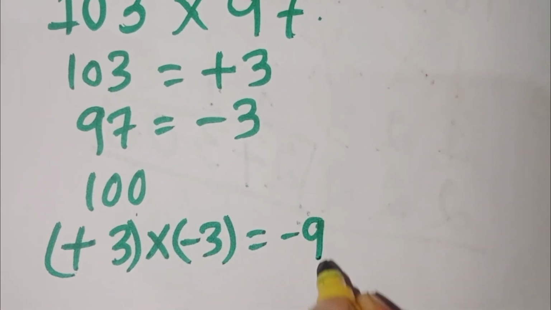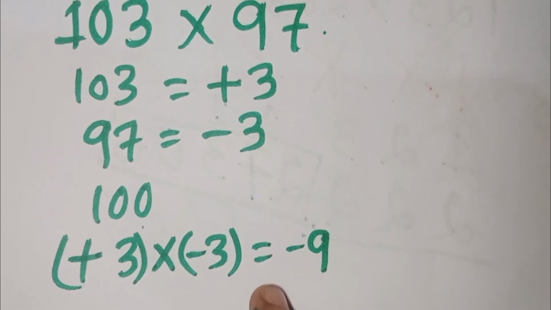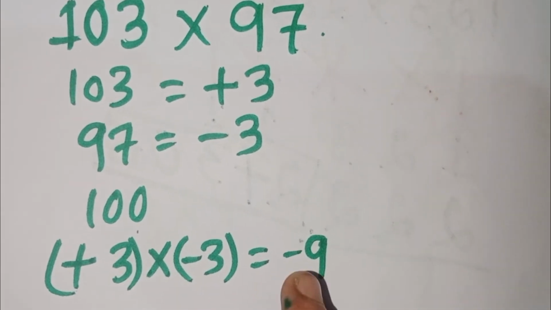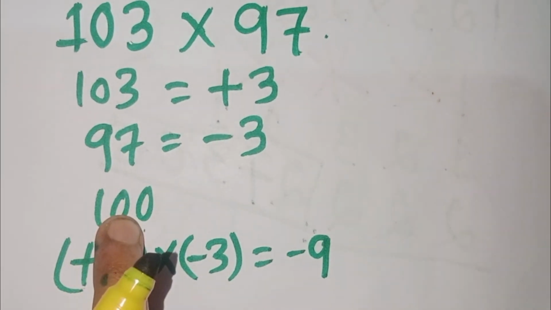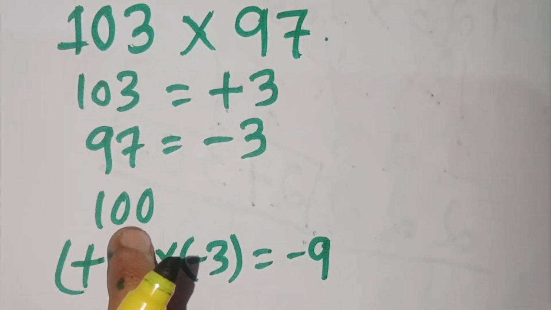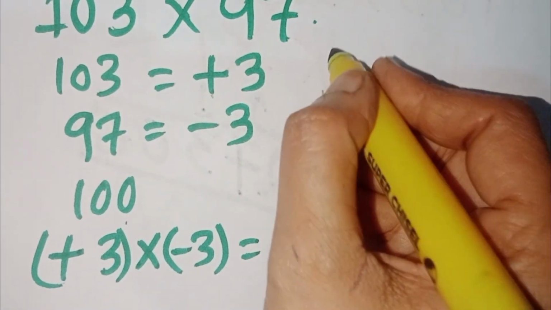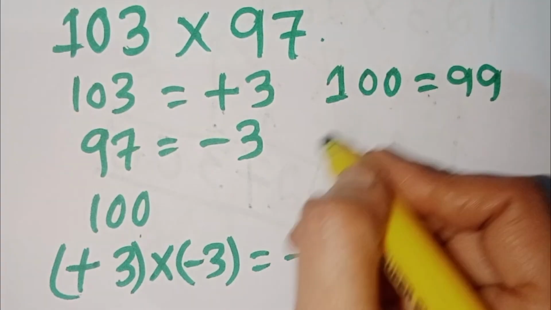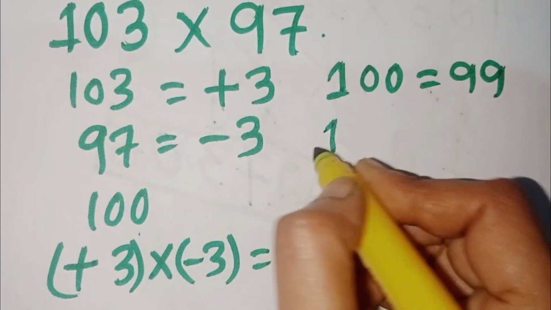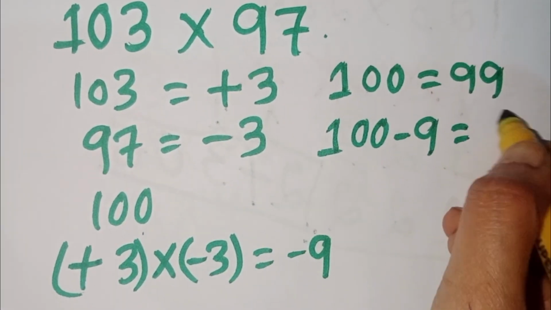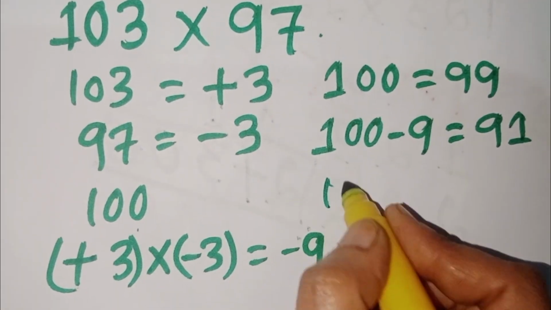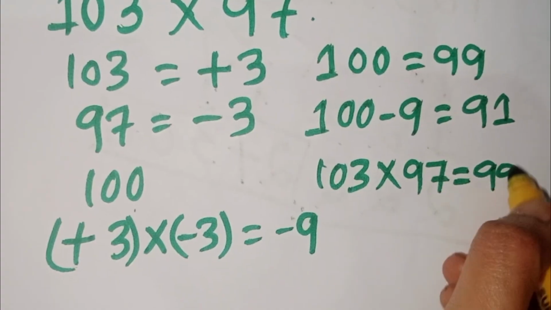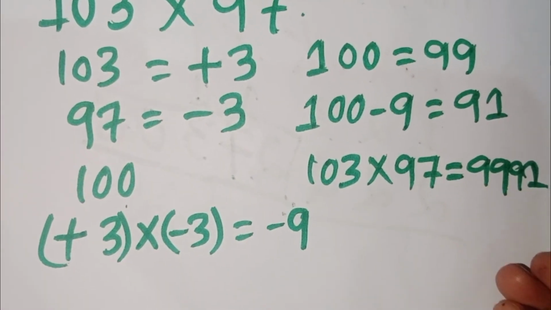We get minus 9. Since the base is 100, the right part must have 2 digits. Borrow 1 from the left part. 100 becomes 99. 100 minus 9 is equal to 91. 103 into 97 is equal to 9991.